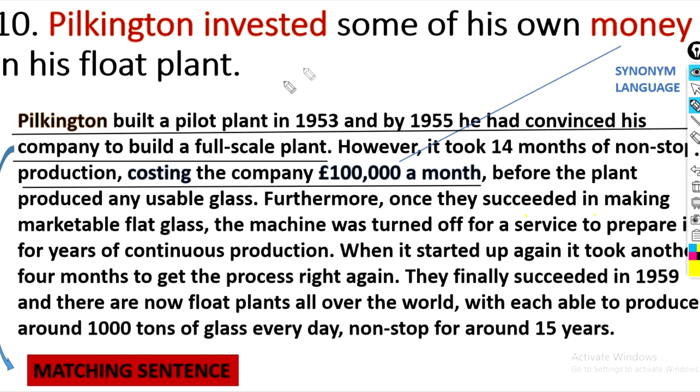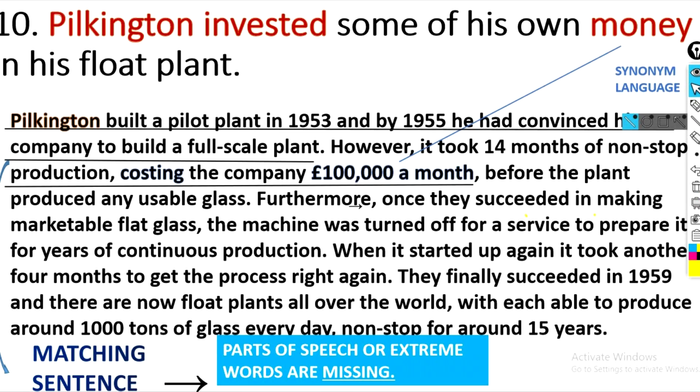Alright, so let's break it down. The question says that Pilkington invested some of his own money in his float plant. But what does the matching sentence say? Well, the matching sentence says that Pilkington built a pilot plant in 1953 and by 1955 he convinced his company to build a full-scale plant, and that cost his company £100,000. Now the correct answer is not given because here the part of speech and the extreme words are missing. That's why the answer is not given.